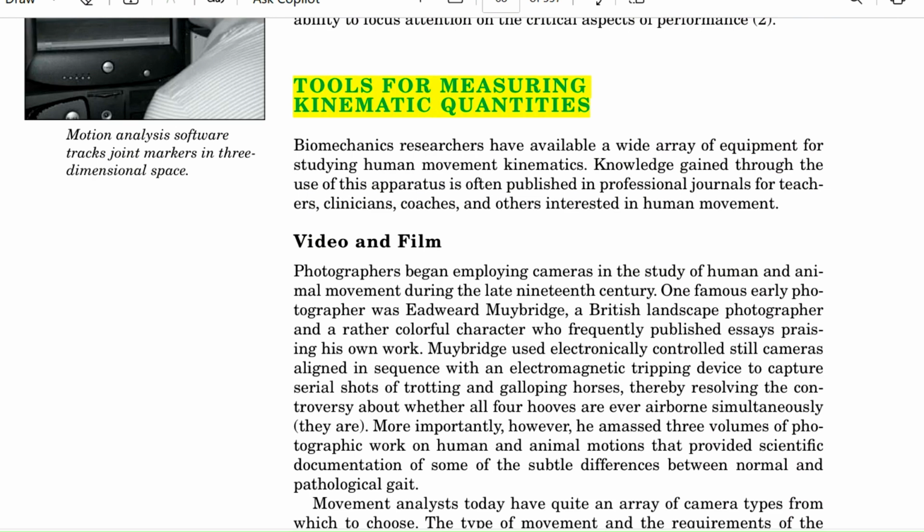Human motion is not confined to only one plane. So you need to capture a three-dimensional image of human movement, because human motion does not occur in one plane. You need to capture the three-dimensional movement of an athlete or a patient. There may be a requirement of 3 to 8 cameras to capture the motion at the same time.